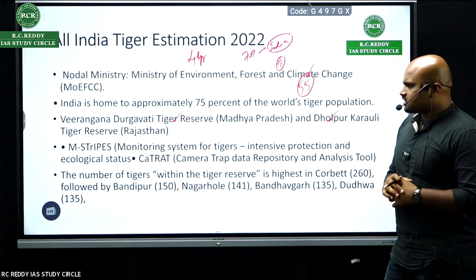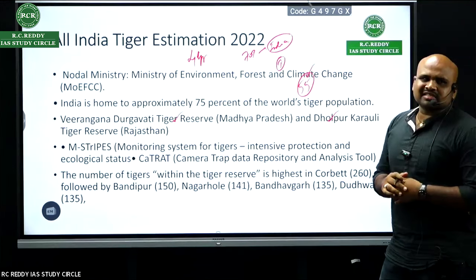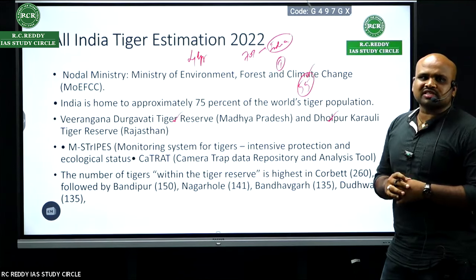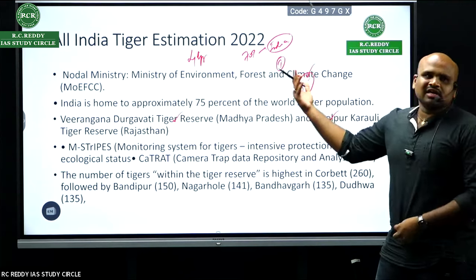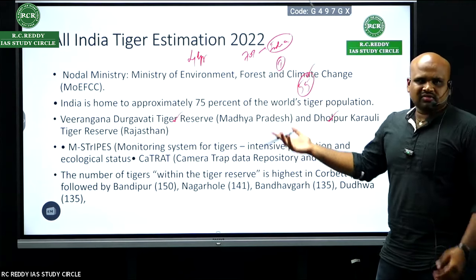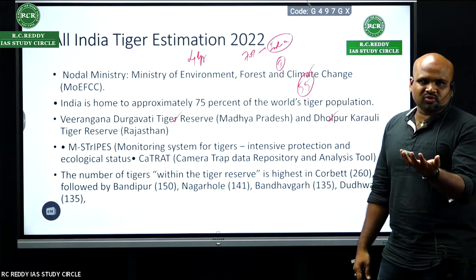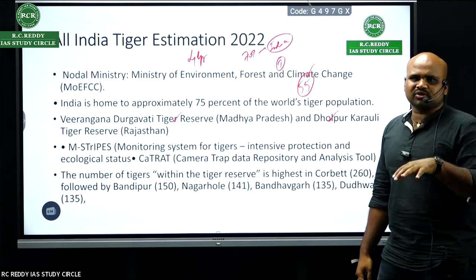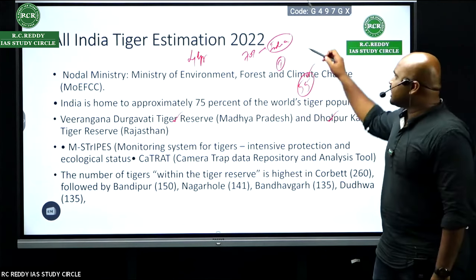It is in Rajasthan. And we know camera traps, stripes, these are some of the mechanisms, or some of the technologies, which are used for tiger census. We use pug marks as well. That is one of the rudimentary technologies. Then we had GPS locations. Then we have something called radio tagging.